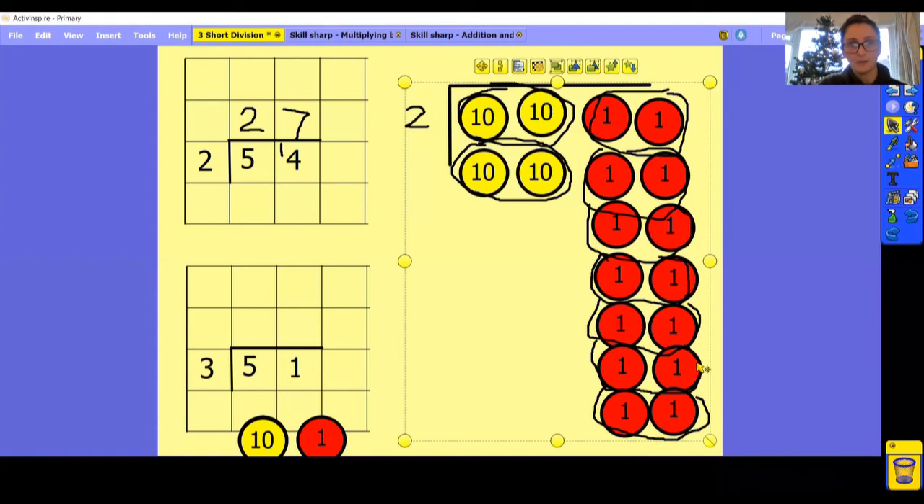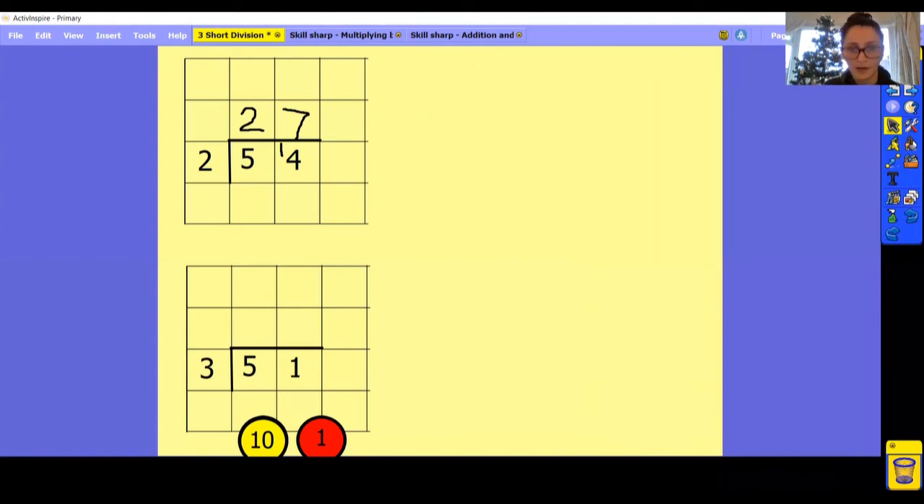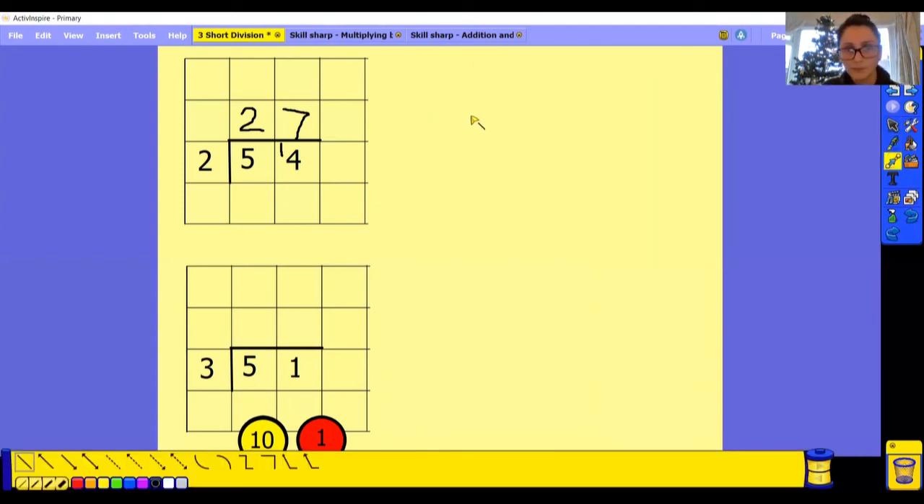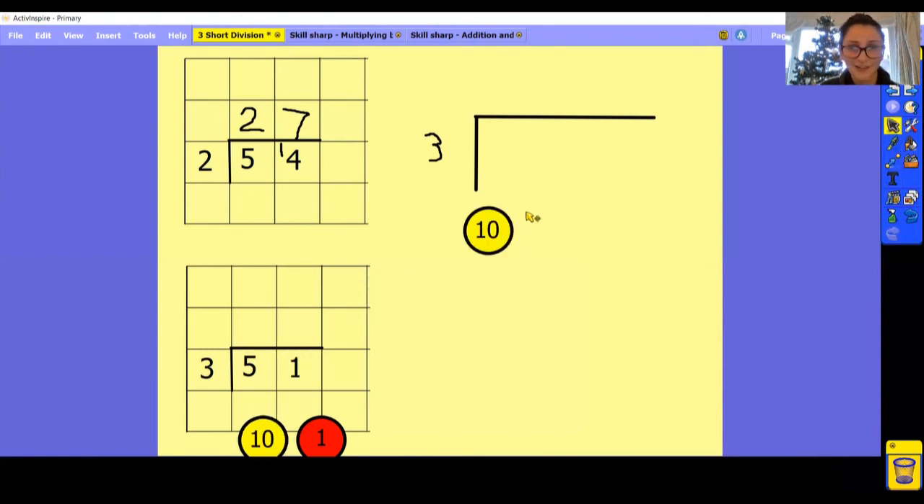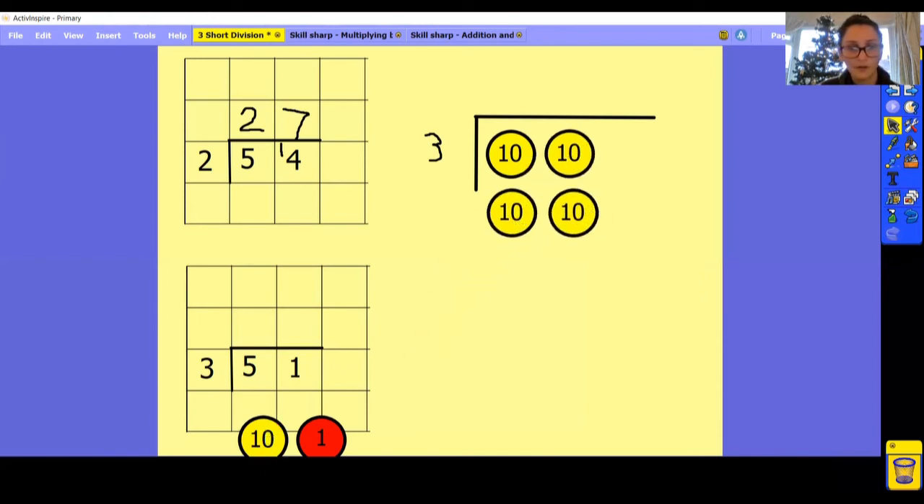Let's do this next one underneath. So I'm just going to have to get rid of that or else I'm not going to have enough room for everything else. So again, we're dividing by 3 this time. So in each group there's going to be 3. I've got 5 ones. No, I've got 5 tens, sorry. So 1, 2, 3, 4, 5, and I have 1, 1.